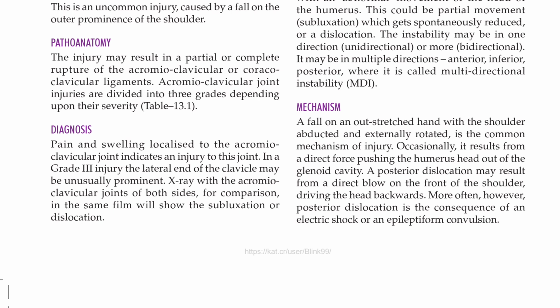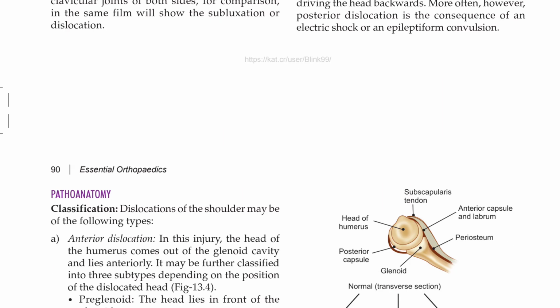Occasionally, it results from a direct force pushing the humeral head out of the glenoid cavity. A posterior dislocation may result from a direct blow on the front of the shoulder, driving the head backward. More often, however, posterior dislocation is a consequence of an electric shock or epileptiform convulsion.